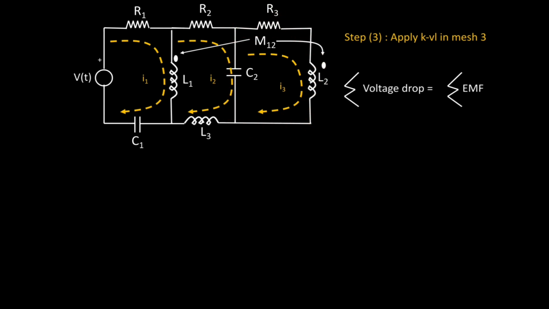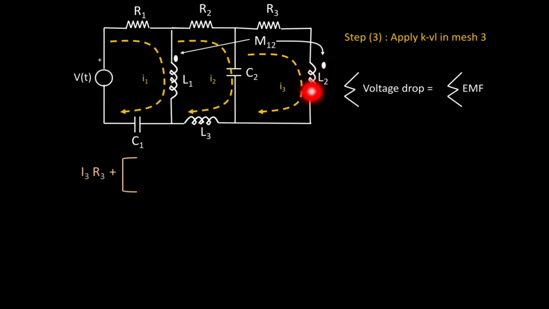First of all we will write down the voltage drop equation for R3. Which current is flowing through this R3? I3, and that's why the equation will be I3 into R3. Then we will put the plus sign. Then we are going to write down the equation for this L2.